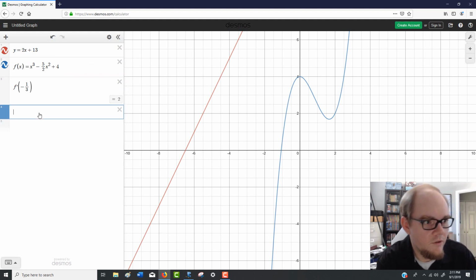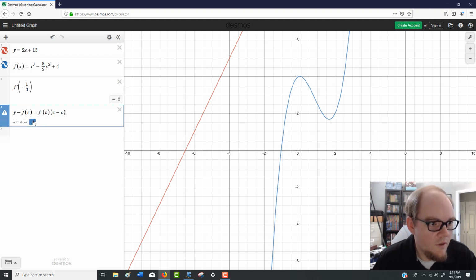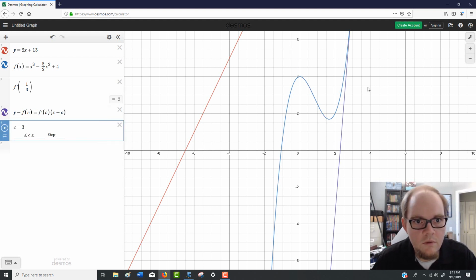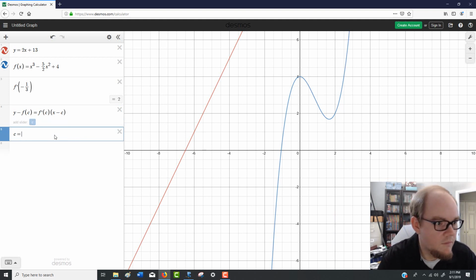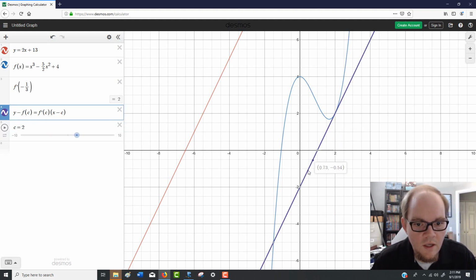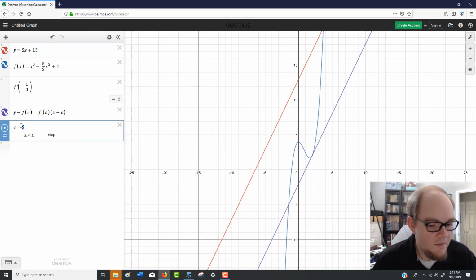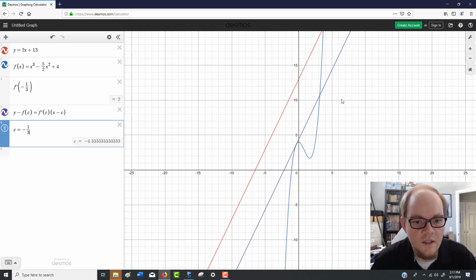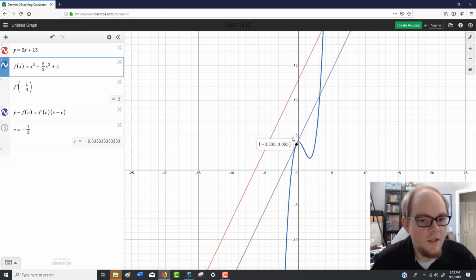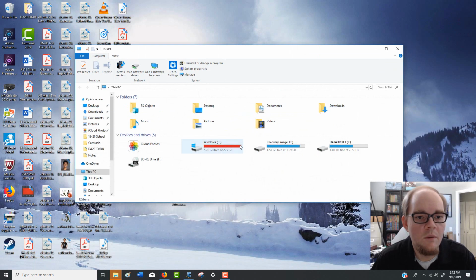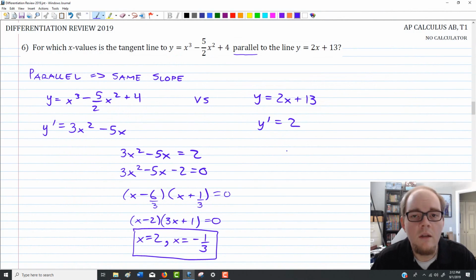So if we wanted to construct this really fast, y minus f of c equals f prime of c times x minus c. I was constructing a really quick tangent line. If we let c equal 2, oh sorry, I hit 3. If we let c equal 2, you can see that these two look pretty parallel, at least it looks that way to me. And same thing if we let c equal negative 1/3, those are parallel as well. Things are looking pretty good so far. We got question number 6 answered as well.